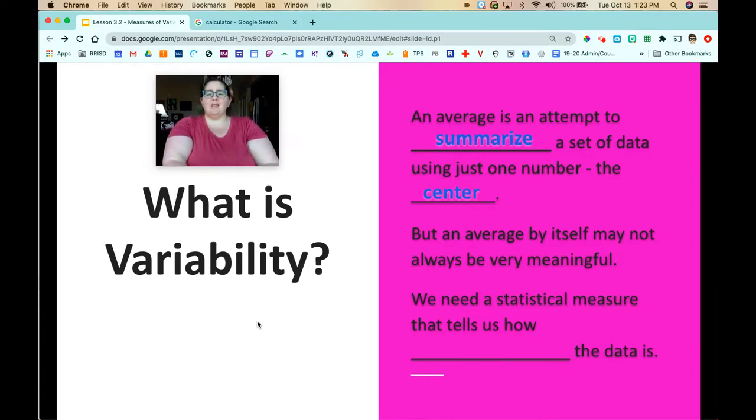That might tell us what's typical or what's in the center, but we also need a statistical measure that tells us how spread out the data is, because that tells us how consistent these numbers are. Are they really close together, meaning that everyone was doing about the same in this class? Or are they really spread out, meaning that some people are doing way better than others? That can tell us a lot about that set of data.